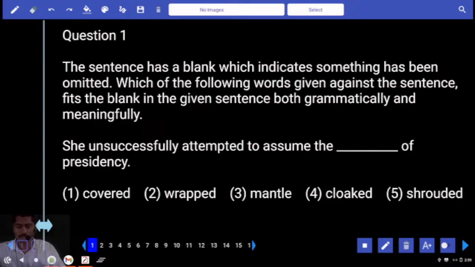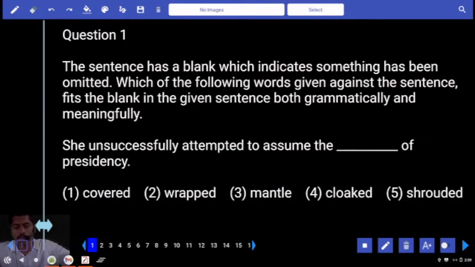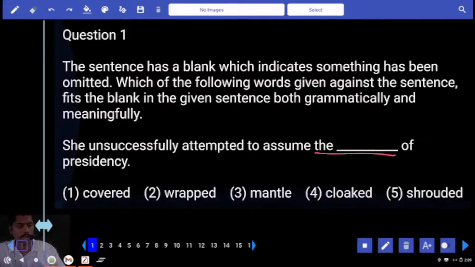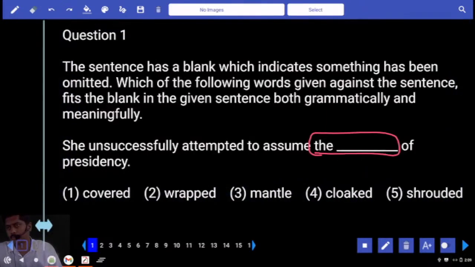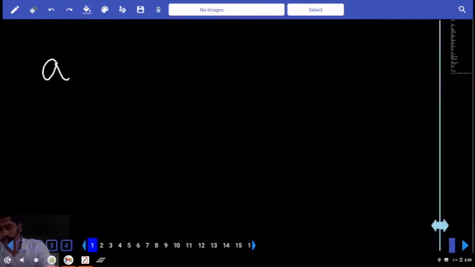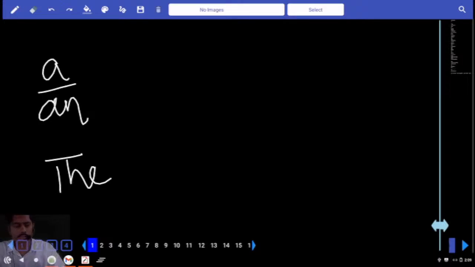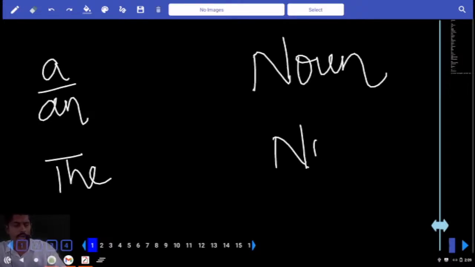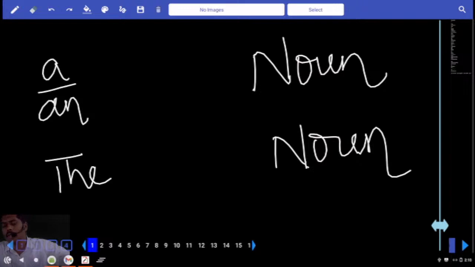Question number 1. She unsuccessfully attempted to assume the dash of presidency. Before the blank, the definite article the is given. Remember, whenever a and the appear, these are articles, and we must add a noun. A noun is compulsory. Without a noun, articles don't exist. They can't live. An article is used only for the sake of a noun. If I'm taking a, it should be a singular noun.